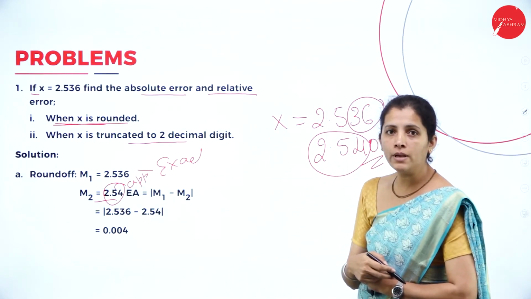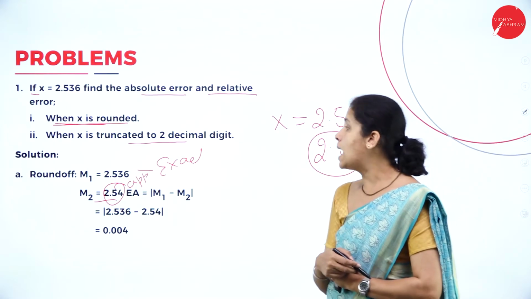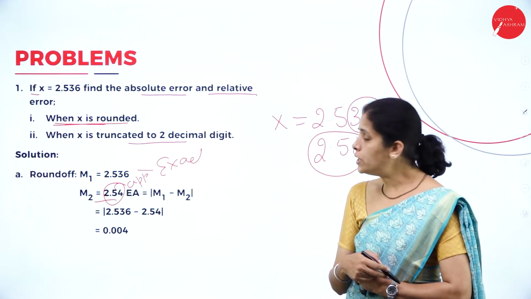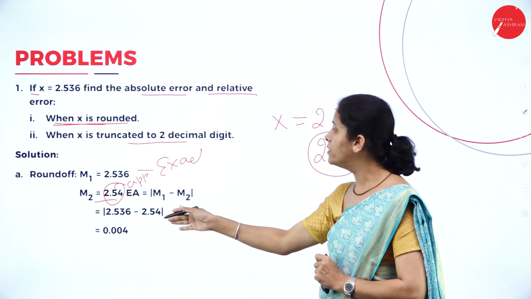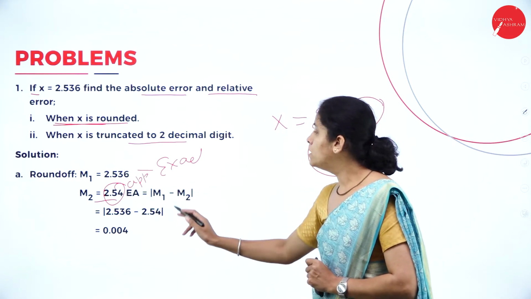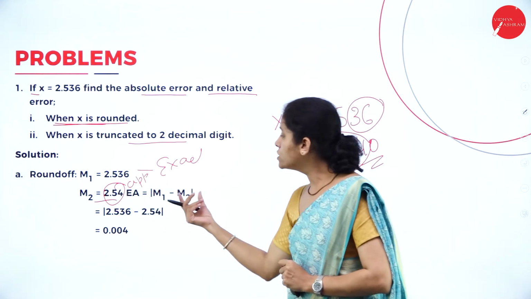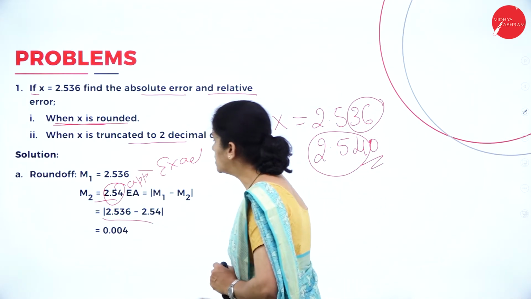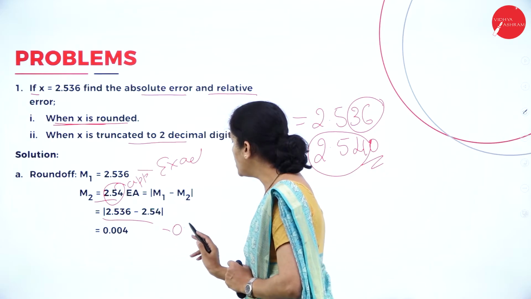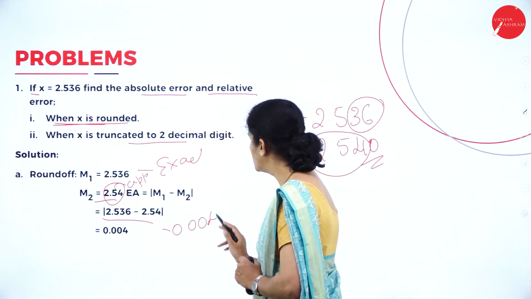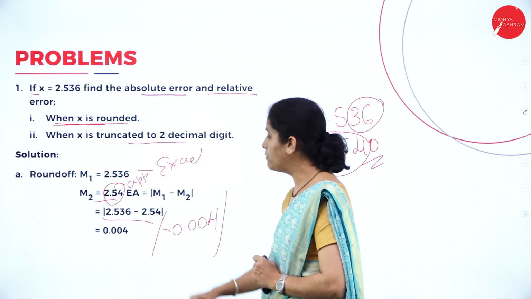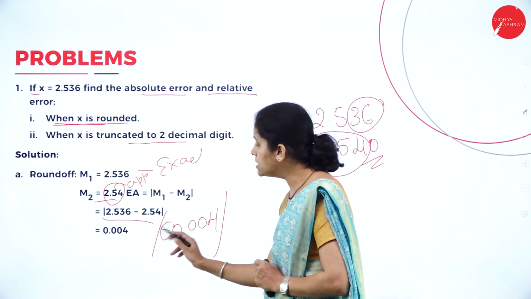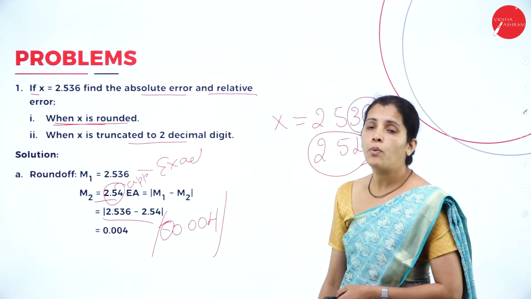Now, what is the formula? Absolute error equals the magnitude of the exact value minus the approximate value. So, I am going to get minus 0.004, which is the magnitude. And when I take the magnitude, this minus will become positive.